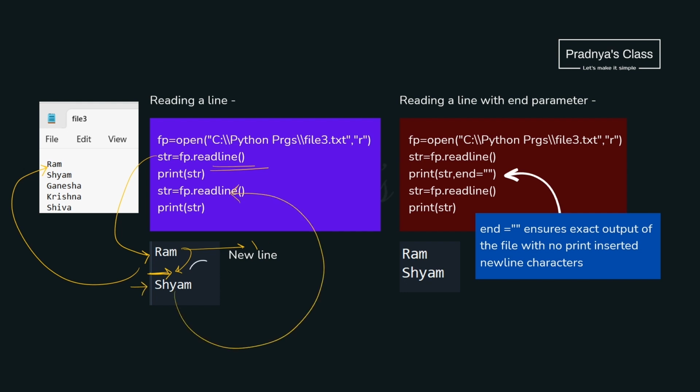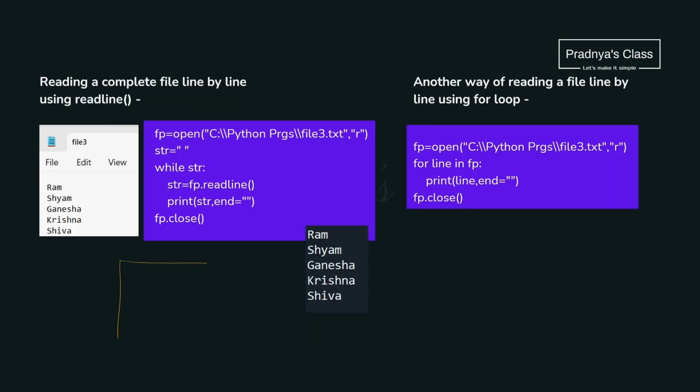To avoid this, you can use the end parameter of the print function. With that, we can suppress the printing of blank line. We have no idea how many lines are written in the text file and we need to read the complete file. For that, you can use loop like this. Open the file, then take one empty variable and while str we will be reading the line. After reading the line, we are printing it using end parameter. You know the usage of end parameter now. Finally, we will close the connection.